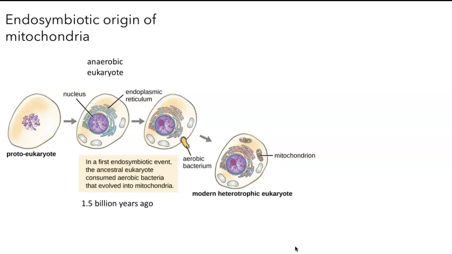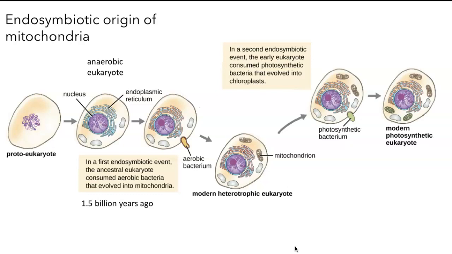Chloroplasts are also thought to derive through an endosymbiotic origin, so that in a second event, sometime later, one of these aerobic eukaryotes ingested a photosynthetic bacterium, and that then evolved to become a modern photosynthetic eukaryote with chloroplasts. And chloroplasts also have an inner and an outer chloroplast membrane, reflecting this origin.